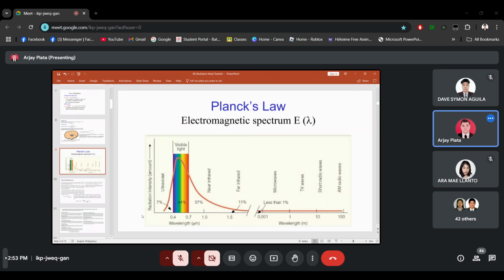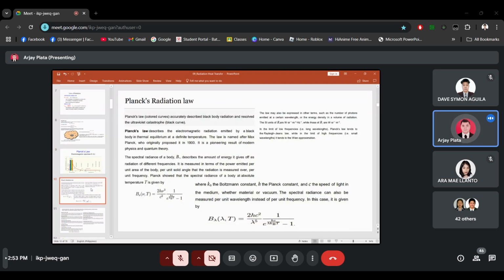So we have here Planck's law, which describes the electromagnetic radiation emitted by a black body in thermal equilibrium at a definite temperature. The law is named after Max Planck, who originally proposed it in 1900. It is a pioneering result of modern physics and quantum theory. These are the formulas for Planck's law. You can check it here on our module. I will post it later.